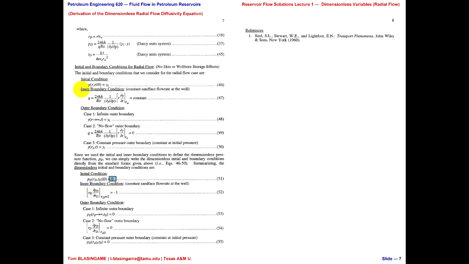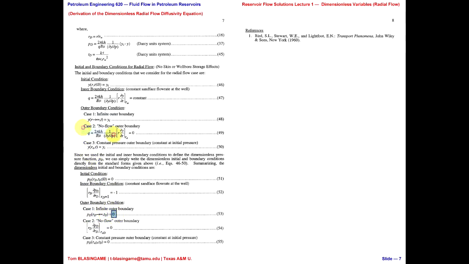Okay. Next one, inner boundary condition. We already know that. This is the definition of the inner boundary condition. We had to use it to get there, so that's no surprise. Next is the infinite acting outer boundary. So the dimensionless pressure as RD approaches infinity for all time is going to be equal to initial pressure, or what is initial dimensionless pressure? It's 0. I did that wrong, sorry. PD as RD approaches infinity for all TD is going to be 0.